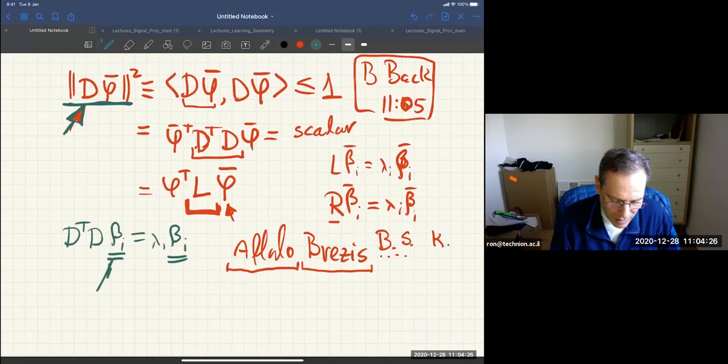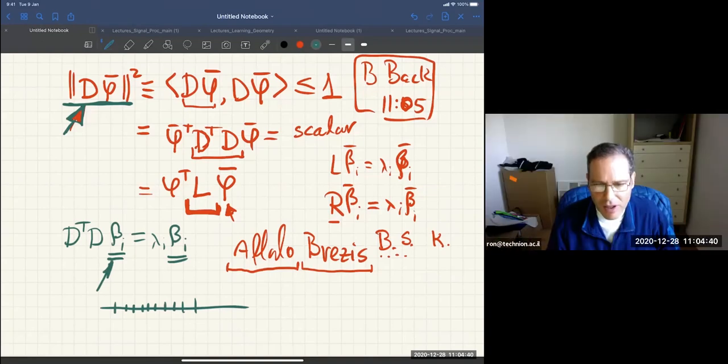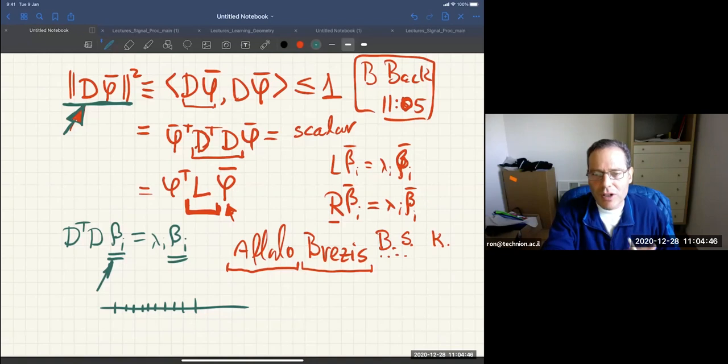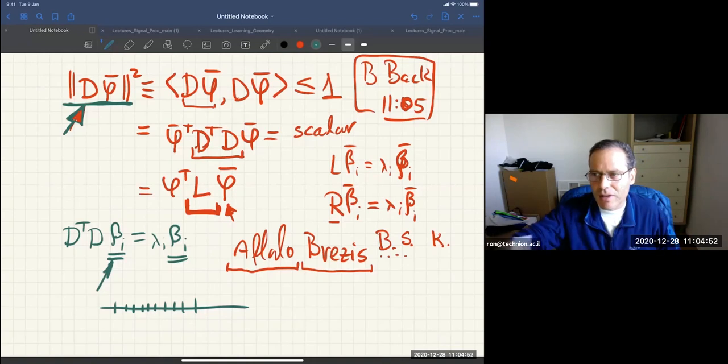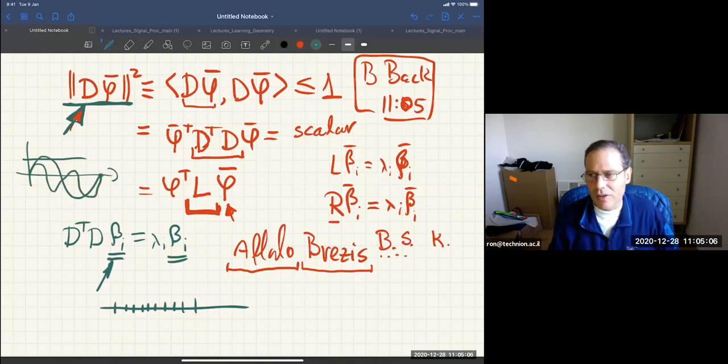What you get in the simple case where you have a domain which is sampled uniformly is nothing but the Fourier transform. The eigenfunctions of the Laplacian are nothing but the Fourier. They are also ordered from the low frequency. First of all, it would be the flat, the constant, the average. Then it would be the first harmonic, then the second harmonic, et cetera. These are the eigenfunctions of the Fourier.